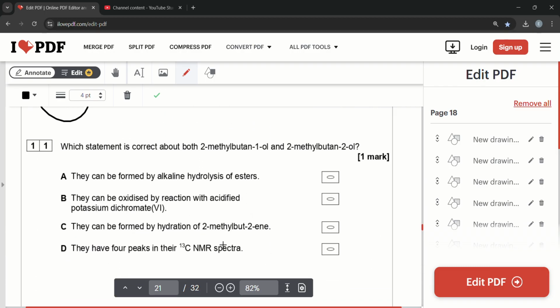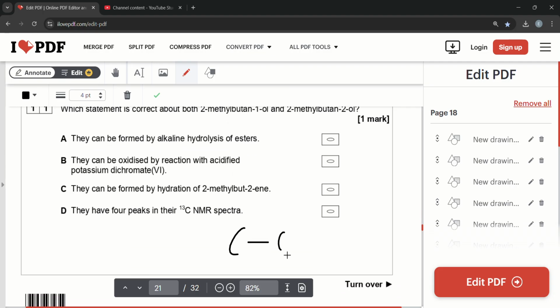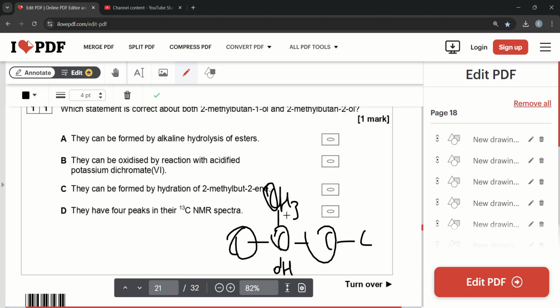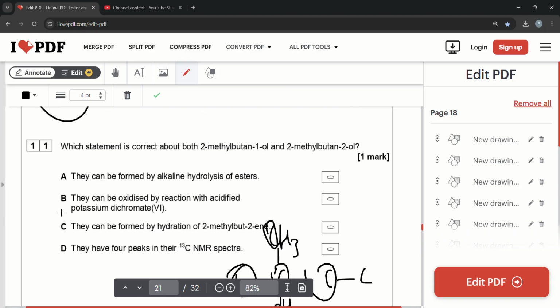Question 11. Which statement is correct about 2-methylbutene and 2-methylbutan-2-ol? They can be oxidized by reaction with acidified potassium dichromate. Well, what would you do? You find out what kind of alcohols they are, and you'd find out that one of them is a tertiary alcohol, 2-methylbutan-2-ol. Let me just show you what I'm on about. Methane, ethane, propane, butane. It's got a CH3, it's got an OH, and that's clearly a tertiary alcohol, the OH is bonded to a carbon bonded to 3 carbons. It's a tertiary alcohol, so therefore it cannot be that. Only primary and secondary alcohols could be used for that, so it can't be B.